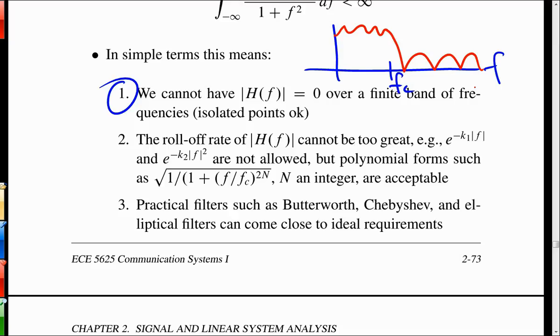Because that step, or that limitation 1 says over a finite band. It doesn't, isolated points are okay. So there's certain types of filters that will allow ripples in the stop band, and they can be close together and they can be fairly dense. And that comes from this theorem if you want to be causal.